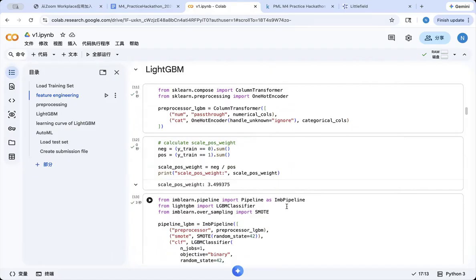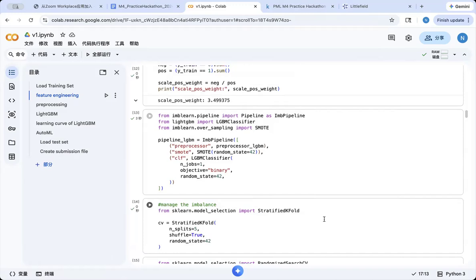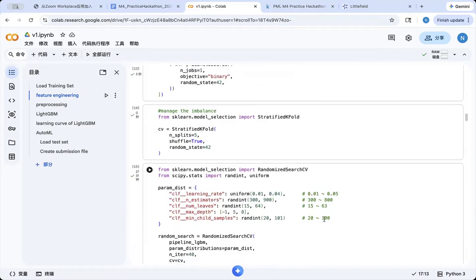In addition, I also used stratified k-fold cross-validation when searching for the best combination of parameters. The stratified k-fold cross-validation makes the predictions more stable and accurate compared to a single train-test split.